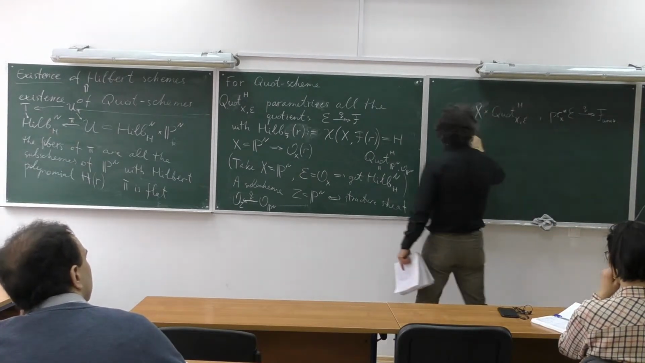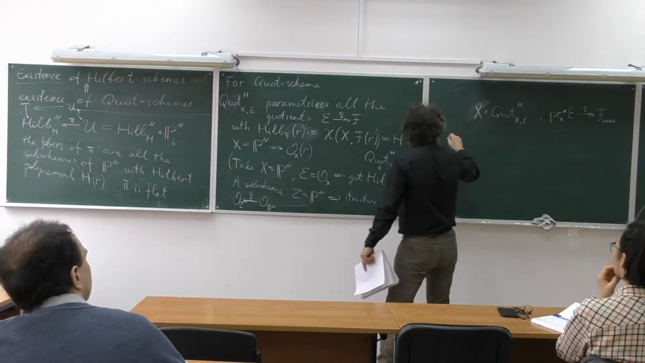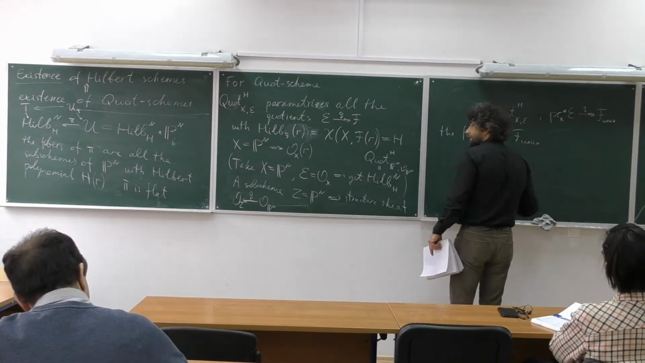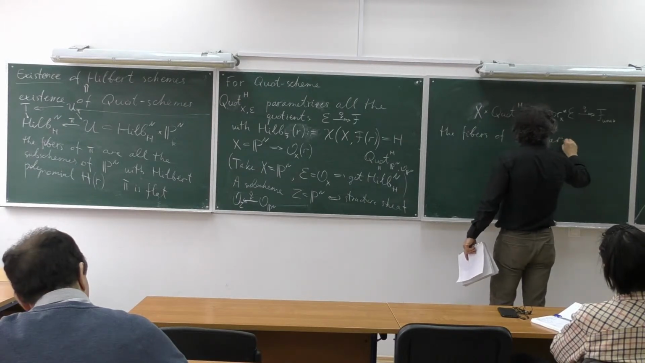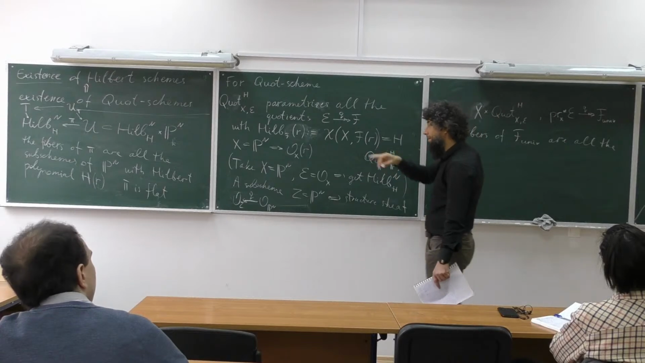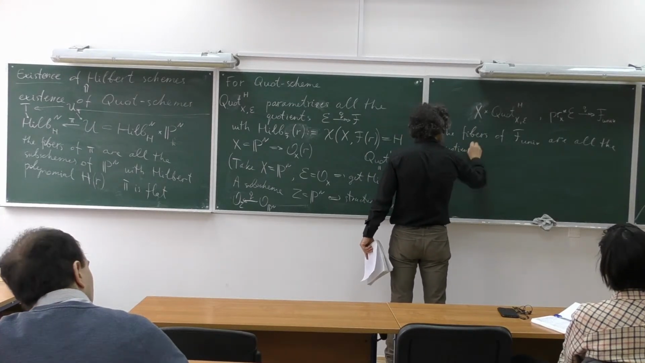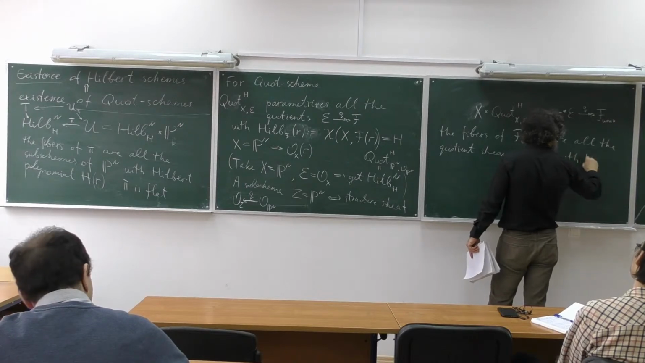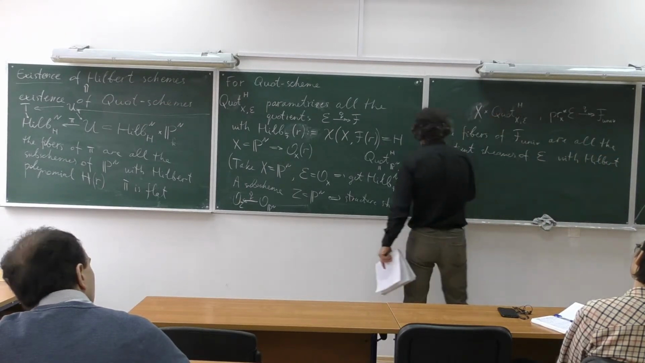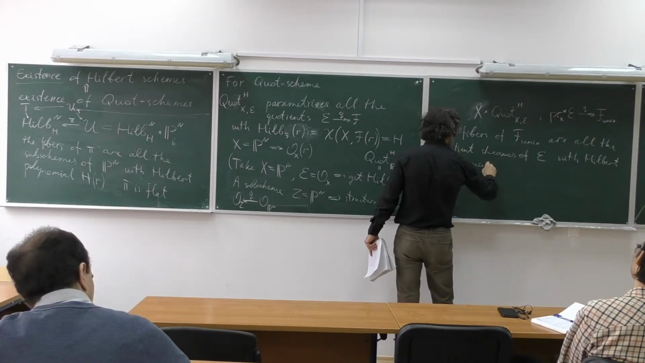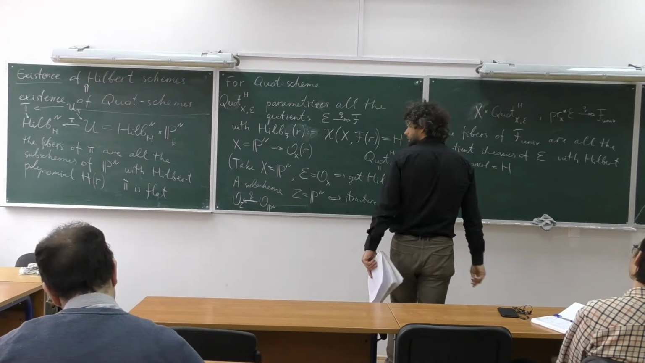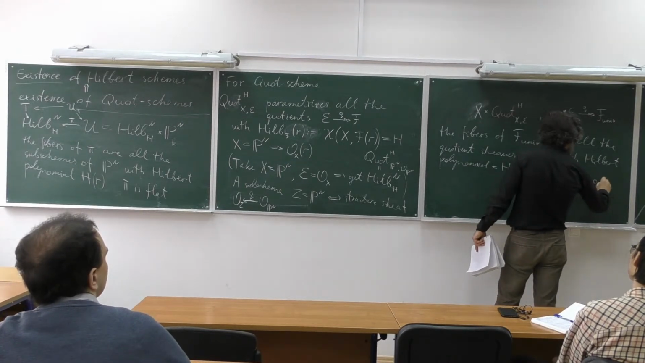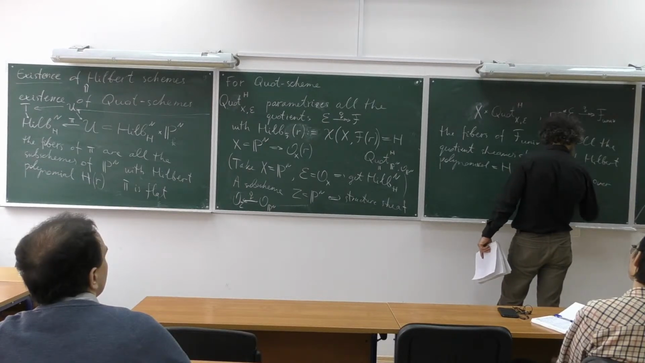Okay, and then how did I say this? The fibers of F universal are all the quotient sheaves of E with Hilbert polynomial equal to H. Okay, and also this F universal is flat over the quote scheme.